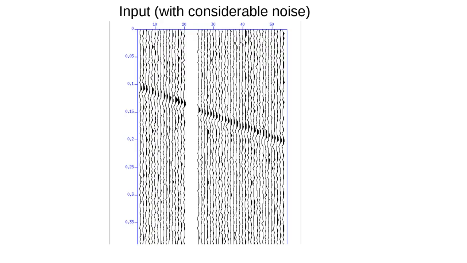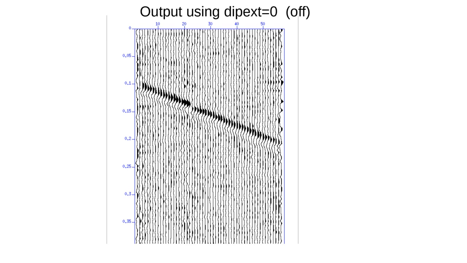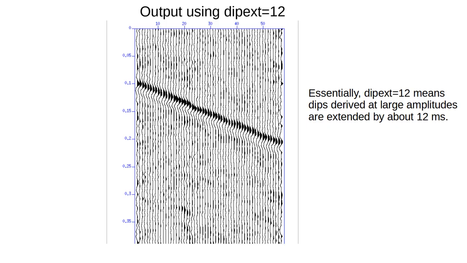Some test data. Output with dip ext equals 0. Output with dip ext equals 12.